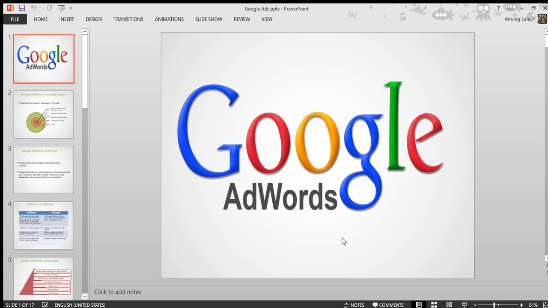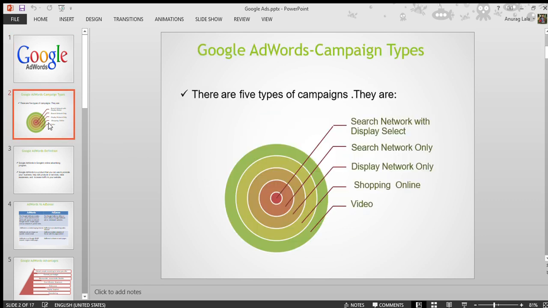Now what is it? We will get to know about it step by step. So let's start with Google AdWords campaign types. Campaign means something with the help of which you can place Google advertisements. There are five types of campaign in Google Ads. First is the search network with display select, then search network only, display network only, shopping online, and videos. Video campaigns, that is YouTube advertisement.